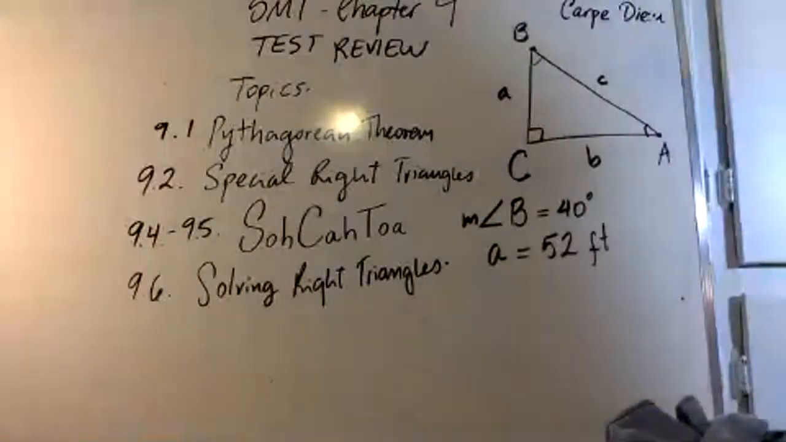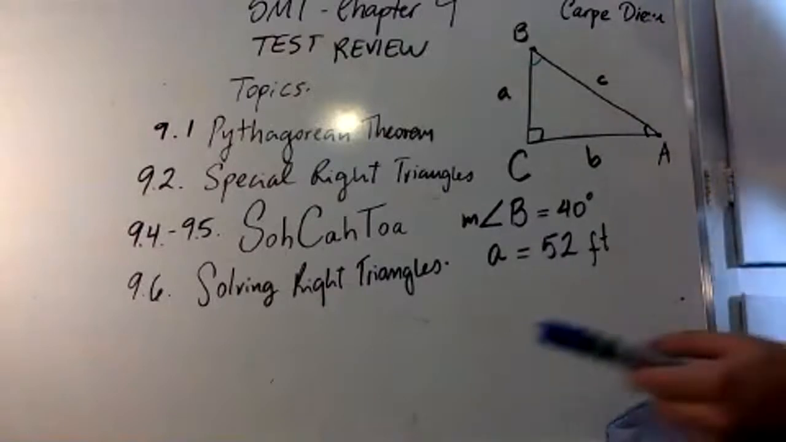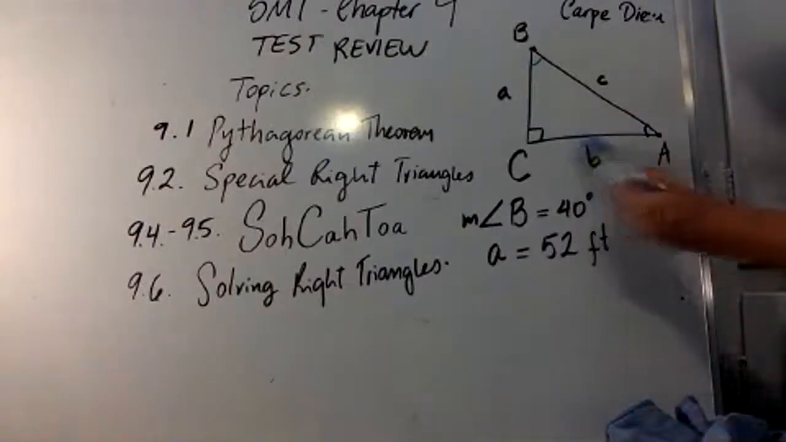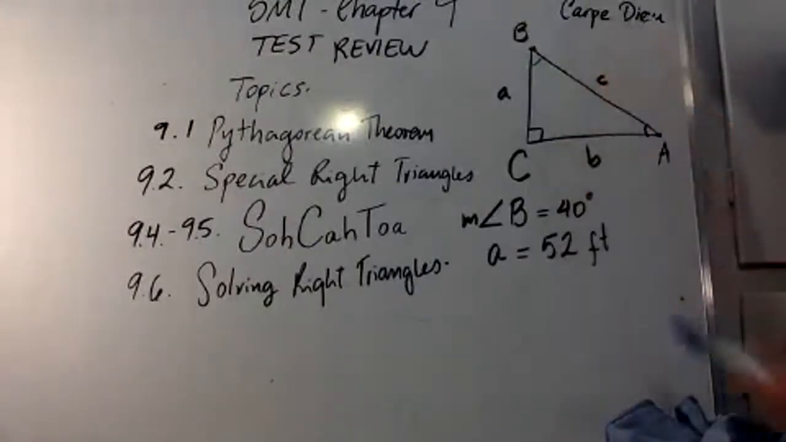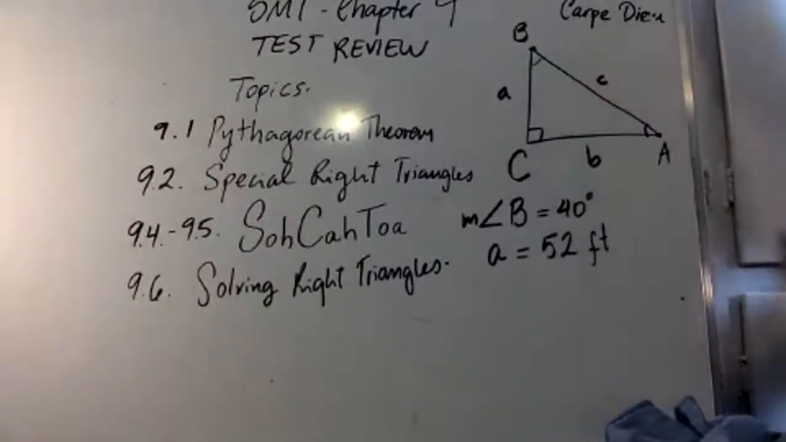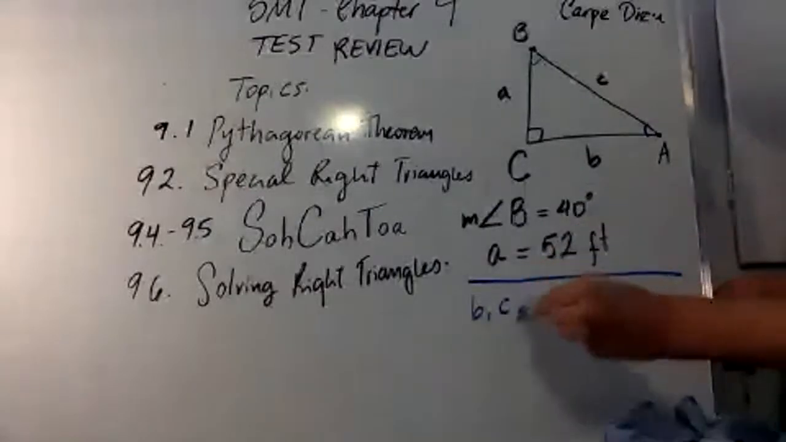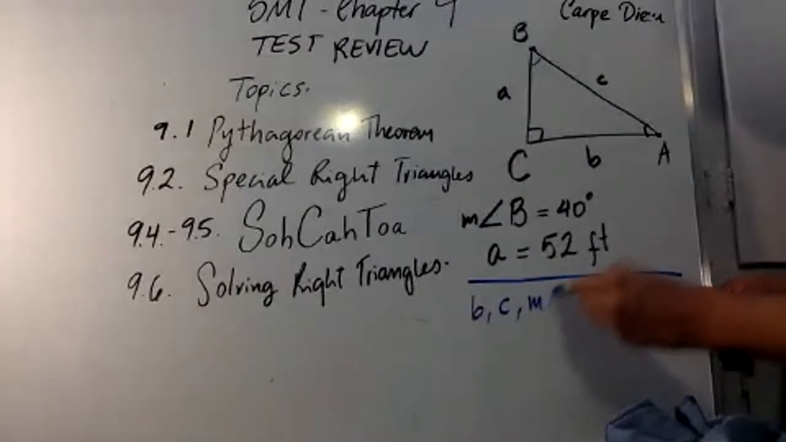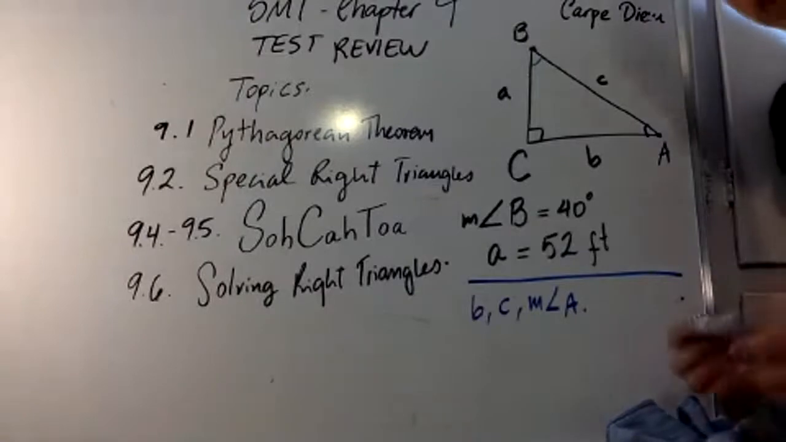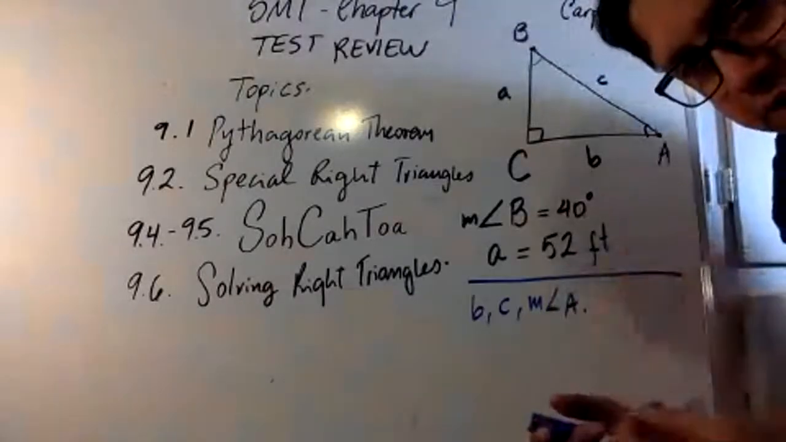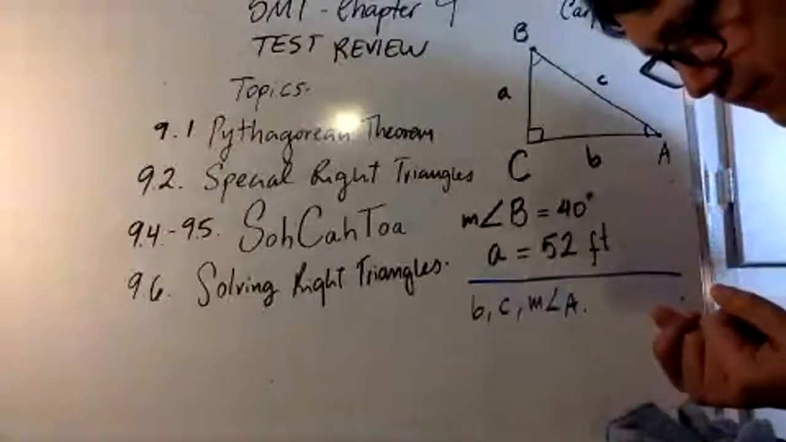Okay, so what is the instruction? Solve the right triangle. What do I need to find out? I need to find out B, I need to find out C, and I need to find out A, because I already have the rest of the information. Okay, so if I have to find out B, C, and the measure of angle A, let me tell you something. Let's go for the simple stuff. Okay, for example, what is this? What is the one that would be faster to find?